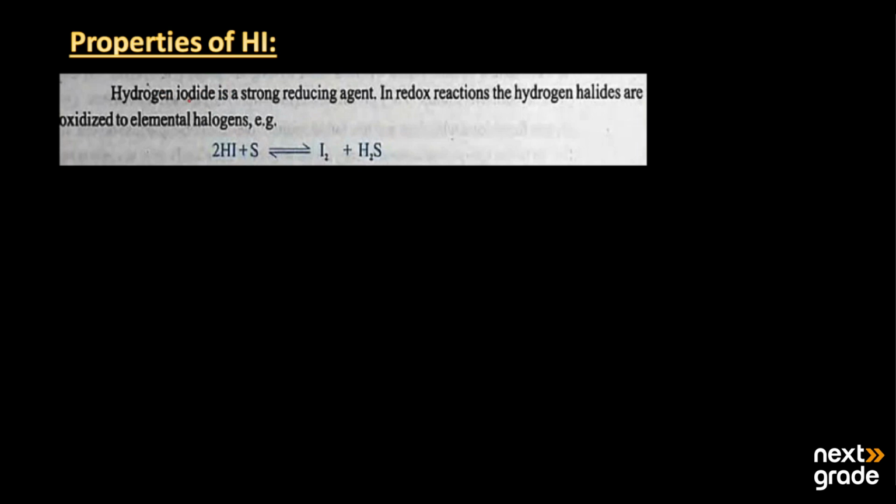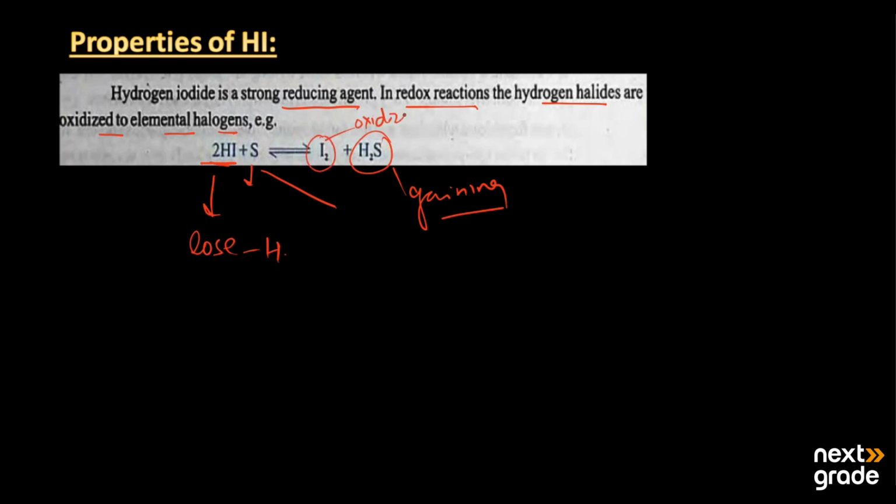And the last one is hydrogen iodide, also called hydroiodic acid. It is a strong reducing agent, and it is used in many redox reactions in which the hydrogen halides are oxidized to elemental halogens. For example, hydrogen iodide reacting with sulfur: hydrogen iodide loses the hydrogen and the sulfur gains it, so sulfur gets reduced, and iodine is oxidized by losing the hydrogen in this reaction.